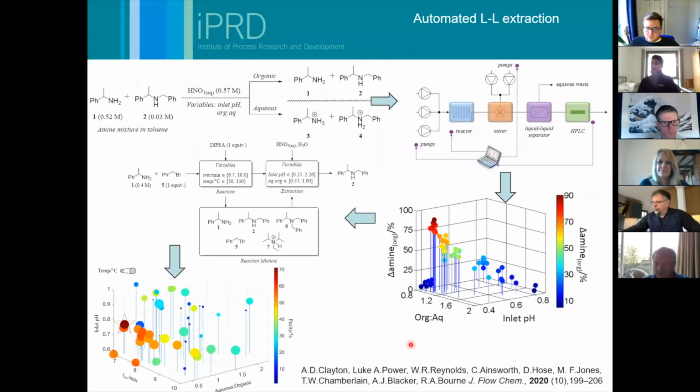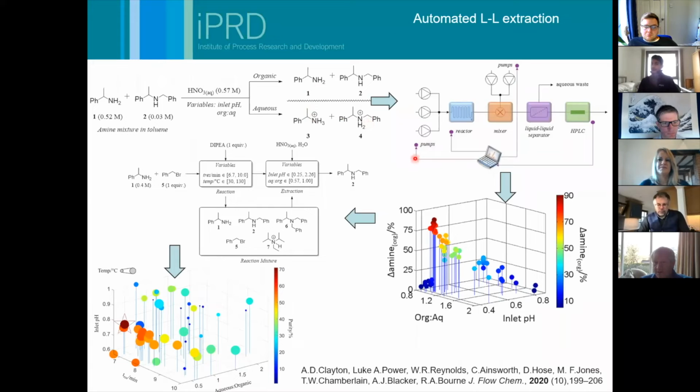This is a last example, which is a little bit more complicated, so I'm just going to go through it. The details are in this paper here, but this is a liquid-liquid extraction where we had a mixture of two amines, a product amine and an impurity amine, and then by putting acid in there, we can extract one amine selectively from the organic into the aqueous phase.